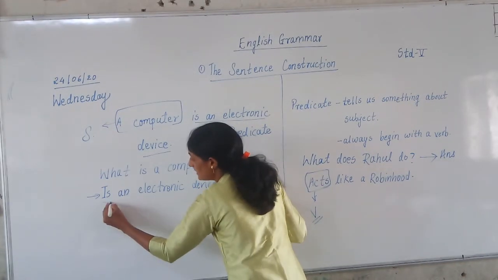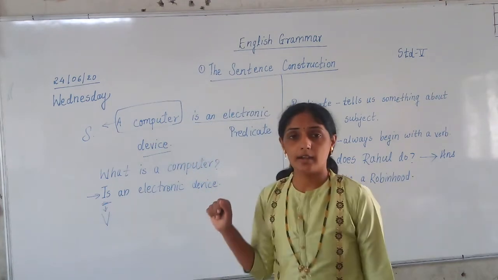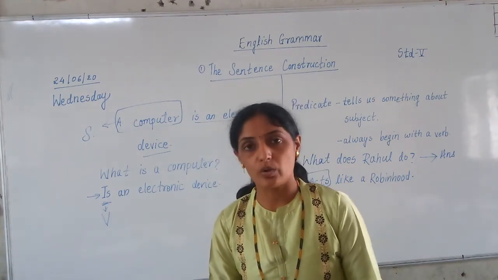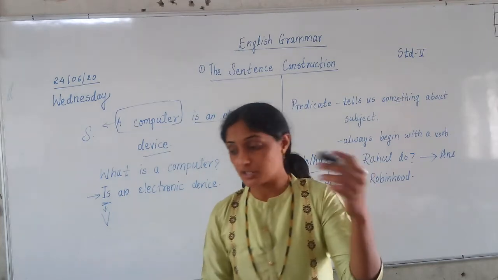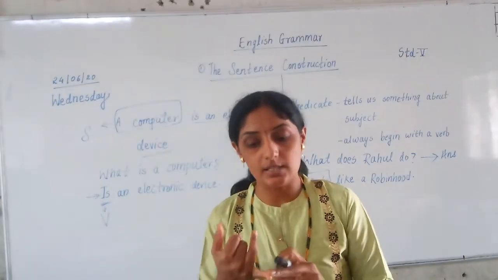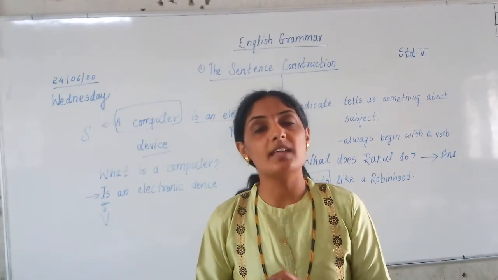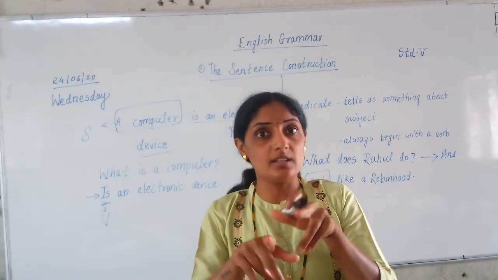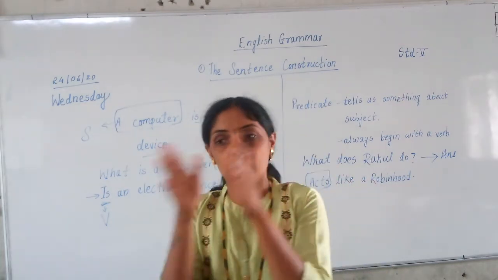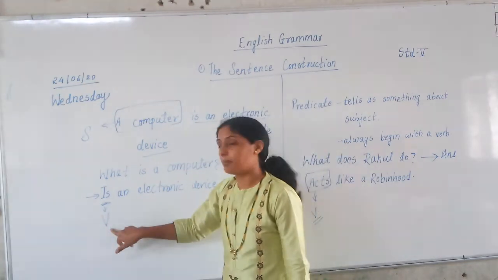Now here, what is what? Is is a verb. Are you understanding or not? Now you will say, ma'am, is is not a verb. How can you tell is is a verb? That you will study in a further class. Some more chapters are there. In that, is, was, they are what? They are verbs. They are auxiliary verbs, and there are helping verbs. That I will explain to you further. So is what? Is is a verb.